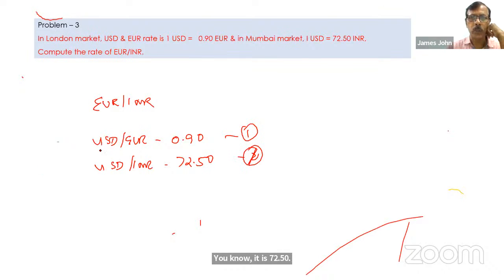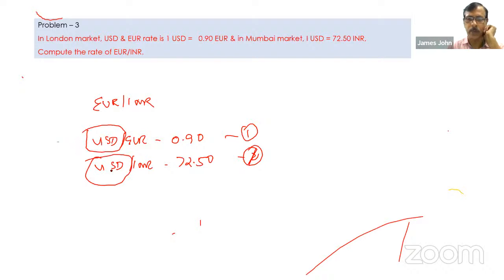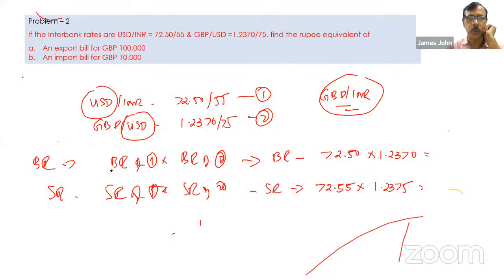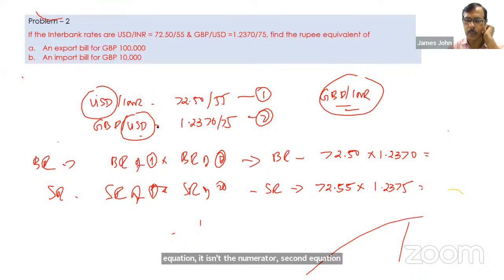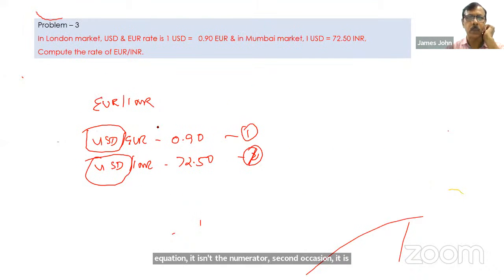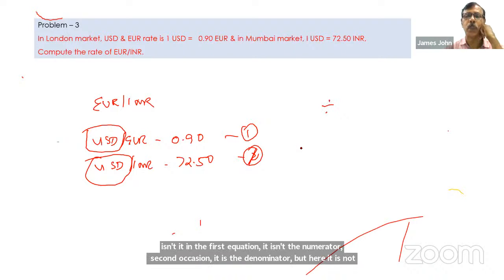Here also it is the cross rate mechanism. But remember, here the common currency, the dollar, is on the same side. In the previous slide, the common currency was on the opposite side. Remember, in the first equation, it is in the numerator, and in the second equation, it is in the denominator. But here it is not so. The dollar is on the same side. If the dollar is on the same side, the rule is not multiplication. The rule is division.